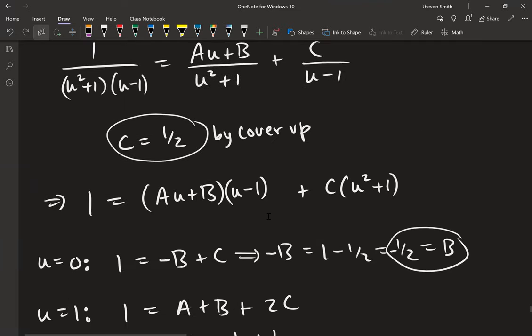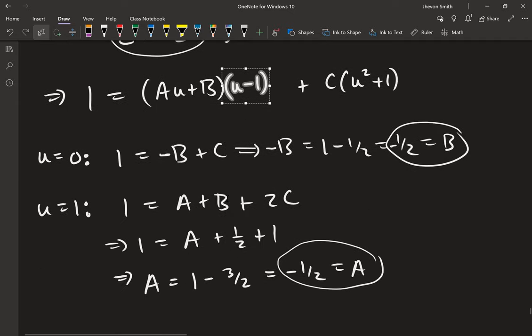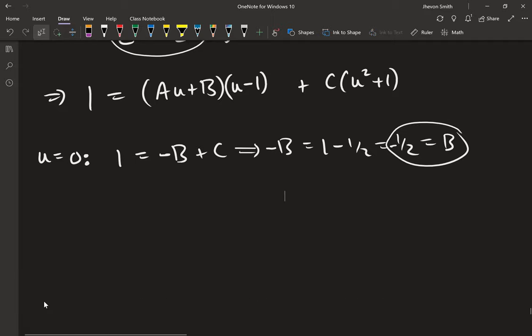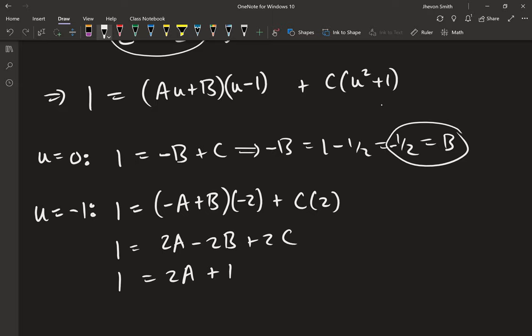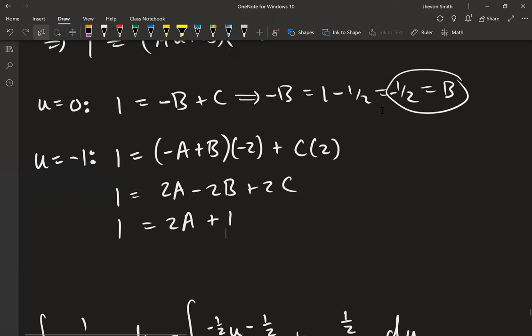And if I plug in u equals one, so with that, u equals one is actually no good. So this whole thing here is not great. So I do something like plug in u equals, I mean, u equals minus one would work. This is 2a minus 2b plus 2c. And my b was minus a half, so this is plus one. My c was plus a half, so this is plus one.